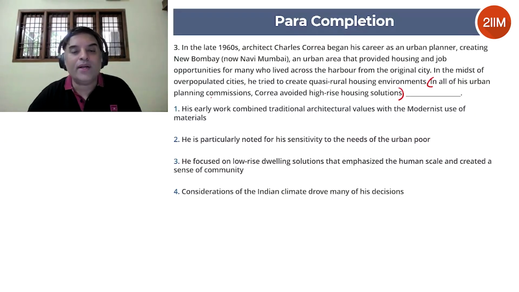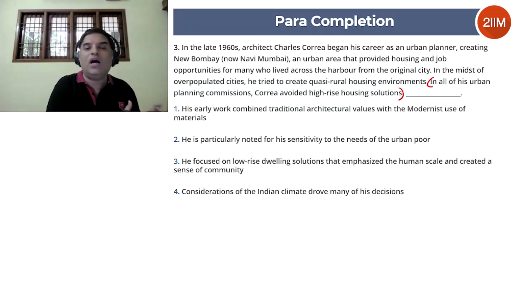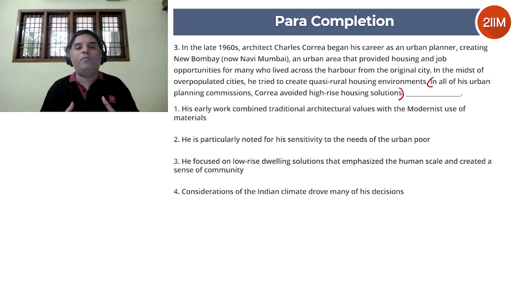His early work combined traditional architectural values with the modernist use of materials. This is not connected to him avoiding high-rising housing solutions. And also, it says traditional with modernist. That's not what we're talking about. We're talking about Correa trying to create quasi-rural housing in the midst of overpopulated cities. This is not connected. This seems out of scope.